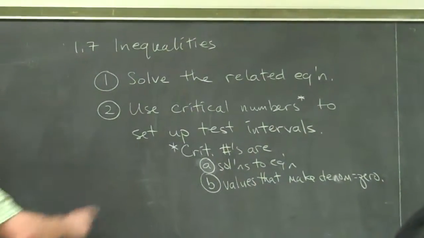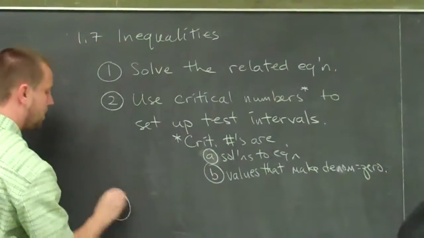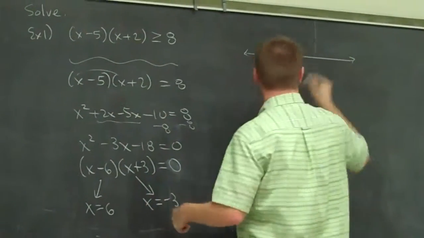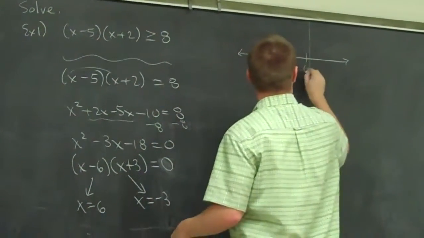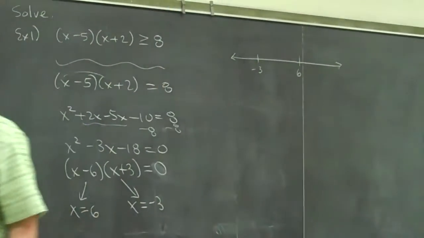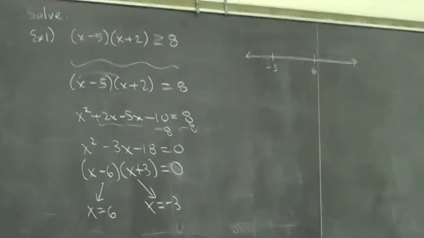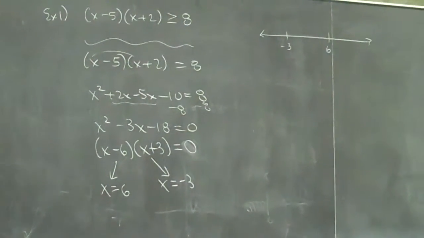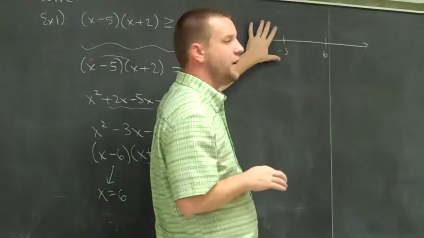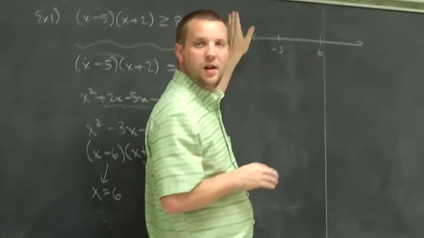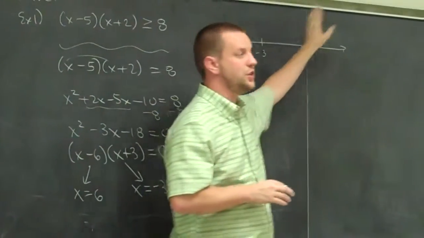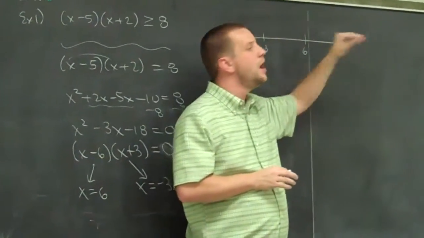Okay? So, test intervals. What do I mean by that? Well, we're going to take our real number line, and I'm just going to label those. Negative 3 would be over here somewhere, and 6 would be over there somewhere. So if I split my number line up into those 3 chunks, I've got this one chunk of all the values that are less than negative 3. I've got this chunk in the middle representing all the numbers in between negative 3 and 6, and this third chunk is everything bigger than 6.